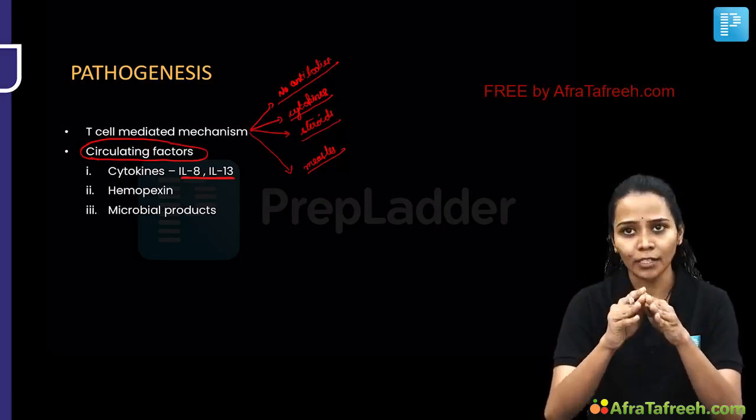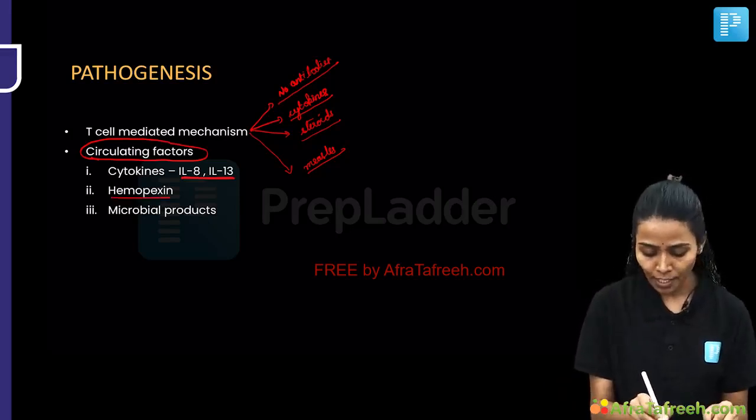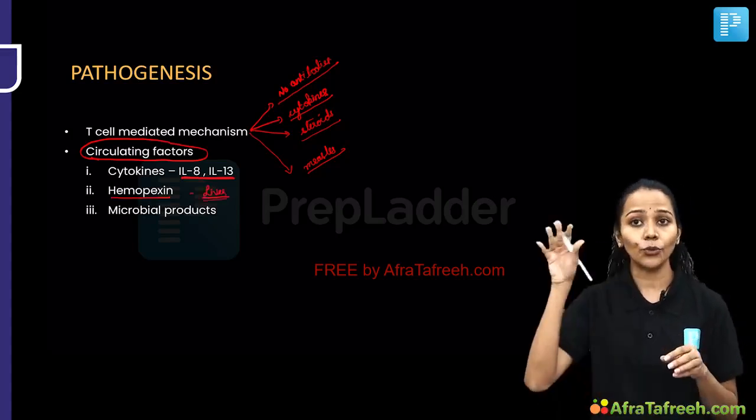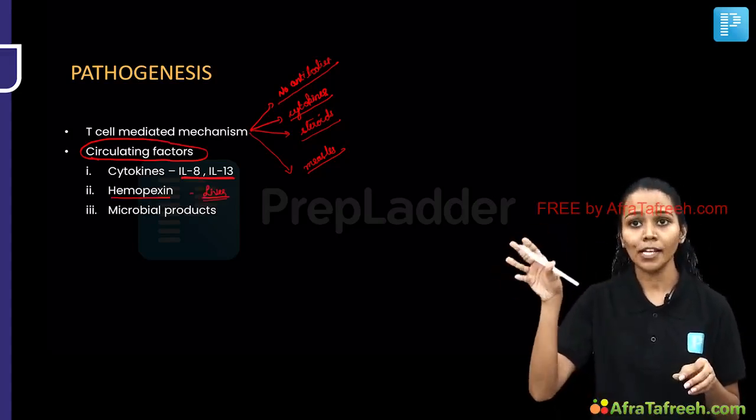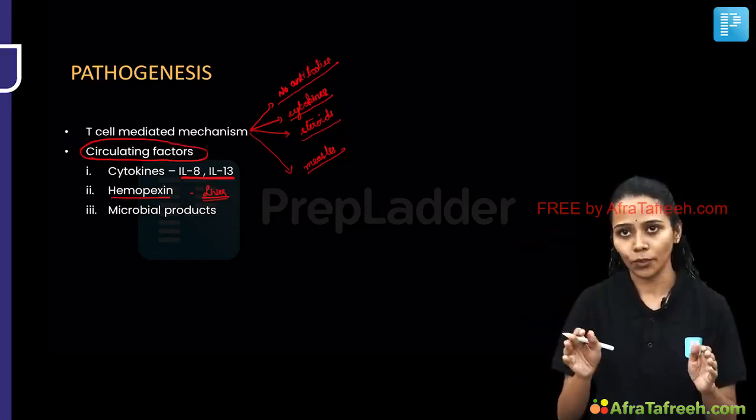So this is not taken much into consideration. The second circulating factor was hemopexin. This hemopexin is synthesized in the liver and it is known to go to the glomerular basement membrane and attack the heparin sulfate and hence cause proteinuria.